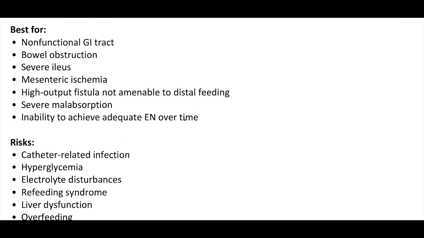This is best for non-functioning GI tracts. You cannot feed the GI tract because it is not functioning, right? So there's no way to provide that patient nutrition without parenteral nutrition. Bowel obstruction, severe ileus, mesenteric ischemia, high output fistula, which can't get distal feeding, severe malabsorption, inability to achieve adequate enteral nutrition over time, right?